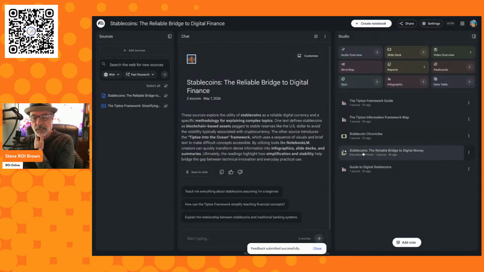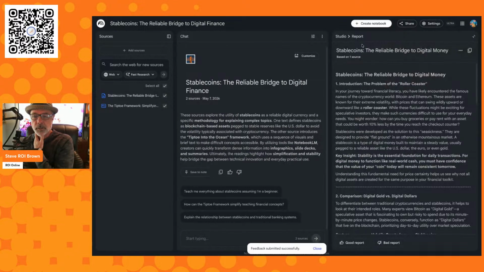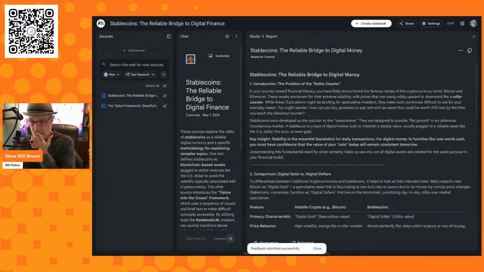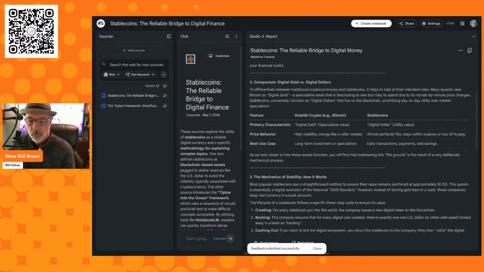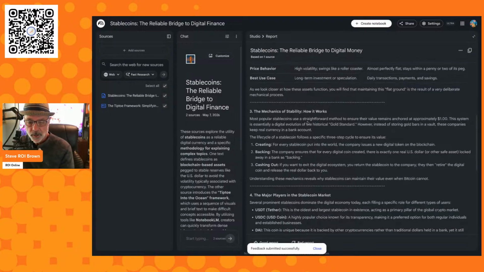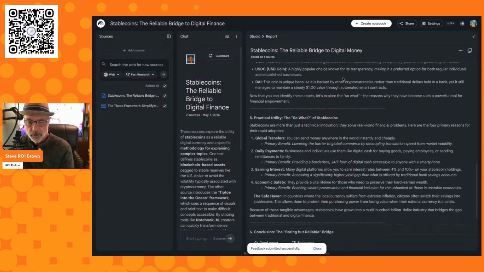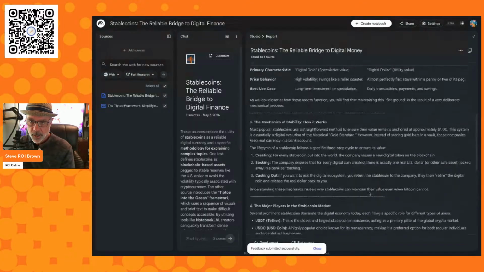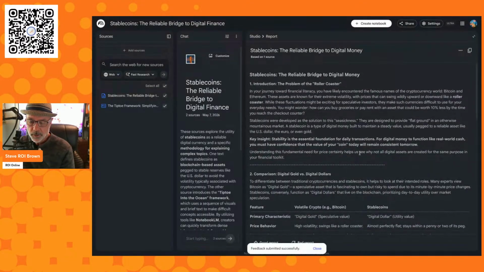And then here's the leave behind. Notebook LM can create a beautiful leave behind that gives detail for someone that's interested and wants to dig in and learn more. Here you go. Primary characteristic, digital dollar, the mechanics, how it works, the major players, practical utility. Some more details. You see how we wandered into the deep end.